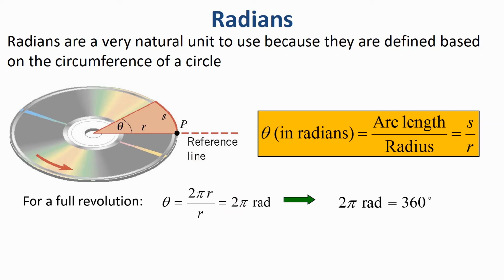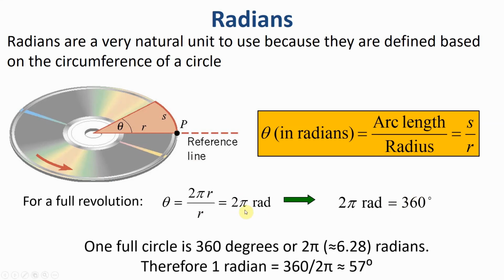Now to convert back and forth from degrees, just remember that 2 pi radians is 360 degrees. So we can divide or multiply by doing unit cancellation, and we can show that 1 radian is about 57 degrees. You should know how to convert back and forth and be comfortable with that.